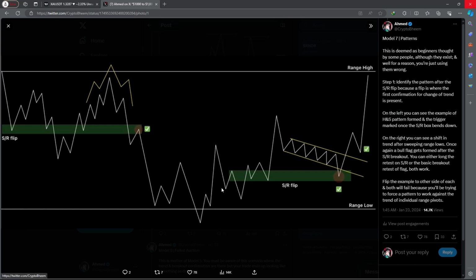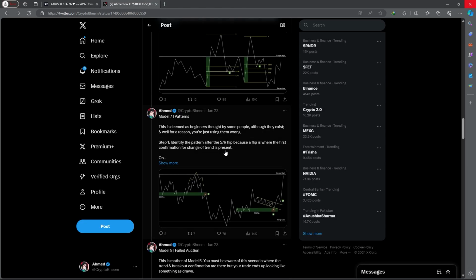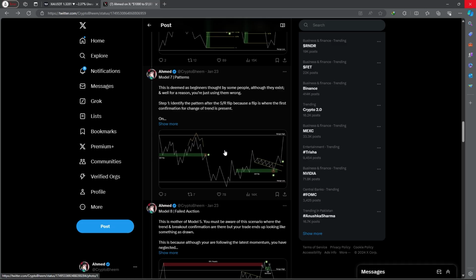Now comes patterns. This doesn't need to be explained. This is very, very basic. Everybody knows patterns. The key thing is that you have to keep an eye on the SR flips where the patterns are happening. Just incorporate the patterns into SR flips, and your patterns are going to be more effective than they are without the SR flips incorporated.